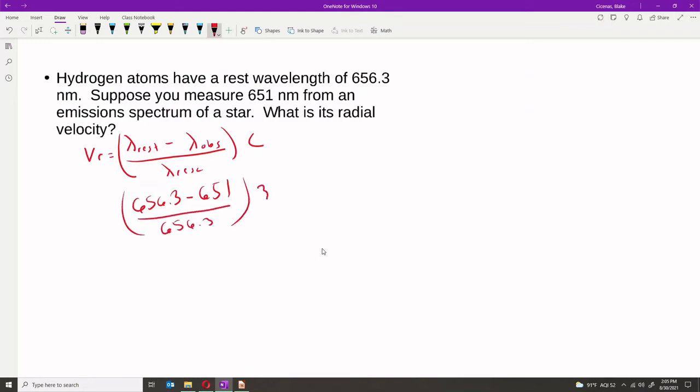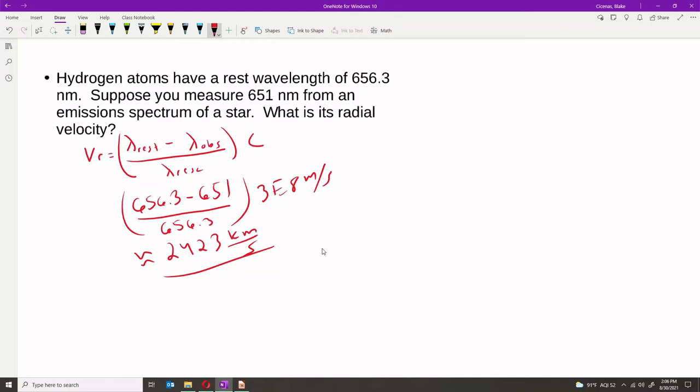Multiply that by 3 times 10 to the 8th, and I get around 2423 kilometers a second. I moved the units around a little bit. But just by knowing the difference between what you normally see and what you actually are seeing, you can calculate that radial velocity.